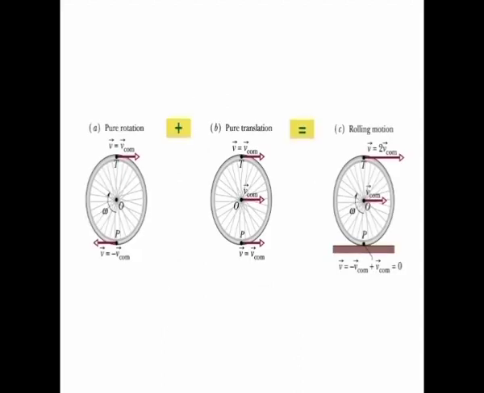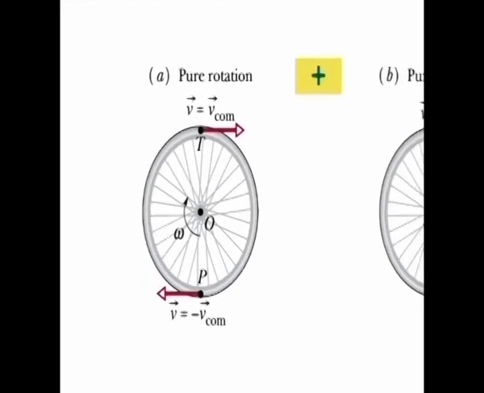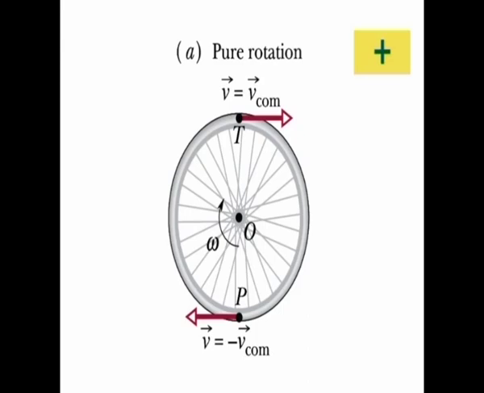Now, these three figures show that the rolling motion of a wheel is a combination of purely translational and purely rotational motions. Figure A shows the purely rotational motion, as if the rotation axis through the center were stationary. Every point on the wheel rotates about the center with angular speed omega. Every point on the outside edge of the wheel has linear speed v-com.